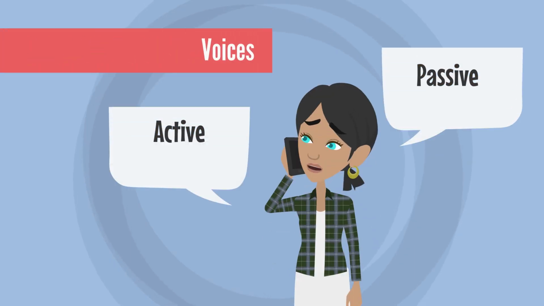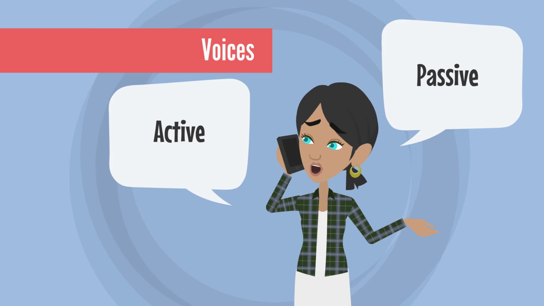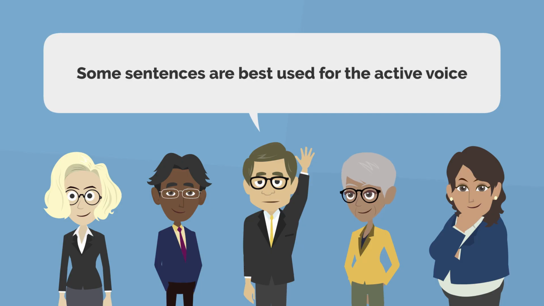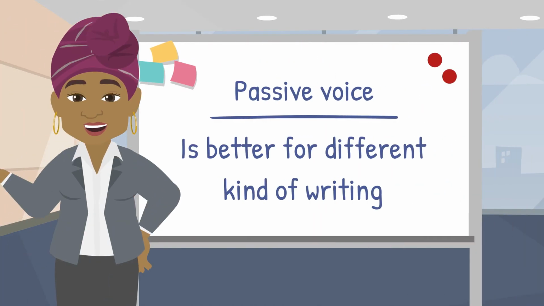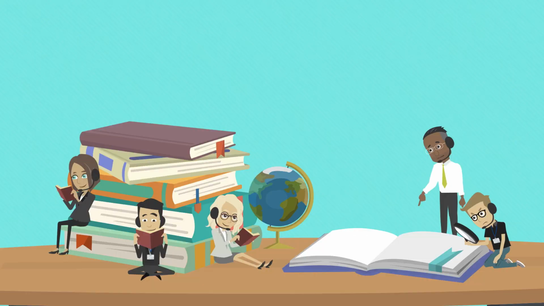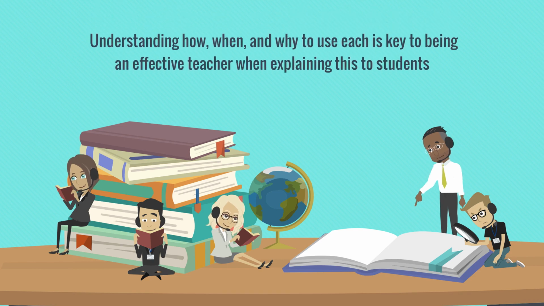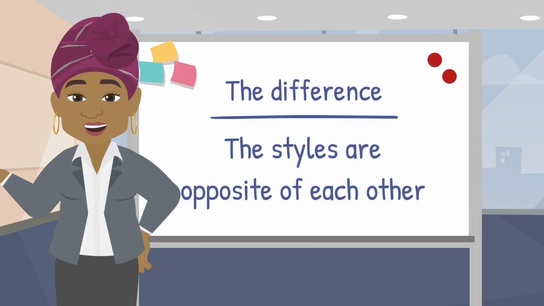Those 2 sentences are examples of the active voice and the passive voice. You will discover that certain kinds of writing are best suited for the active voice, while the passive voice is most appropriate for other kinds of writing. Understanding how, when, and why to use each is key to being an effective teacher when explaining this to students. The main difference in writing is that the styles are opposite of each other.